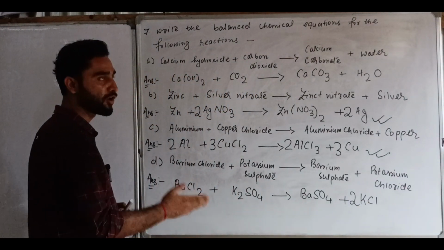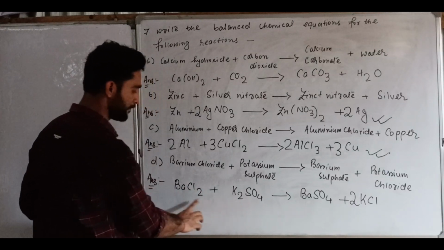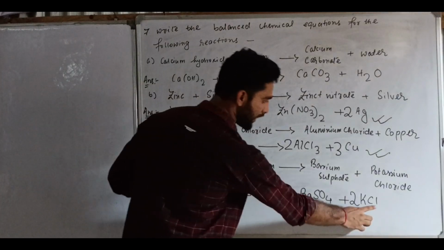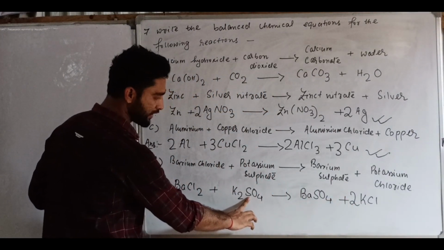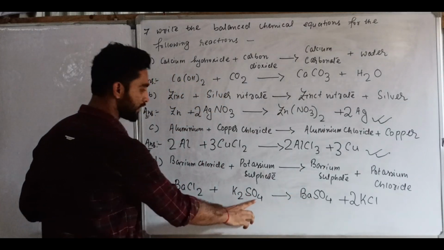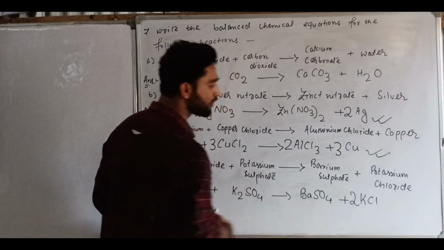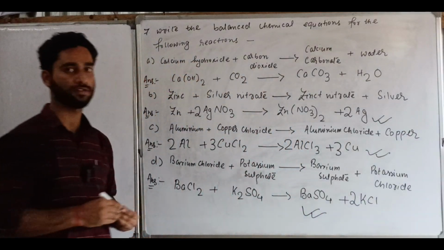Now try to balance the non-metal other than oxygen and hydrogen. Chlorine is the non-metal, sulfur is the non-metal. So left hand side chlorine 2, right hand side also chlorine 2. Chlorine also balanced. Sulfur. Left hand side sulfur 1, right hand side also sulfur 1, balanced. Now oxygen. Left hand side oxygen 4, right hand side also oxygen 4. So the reaction became balanced.